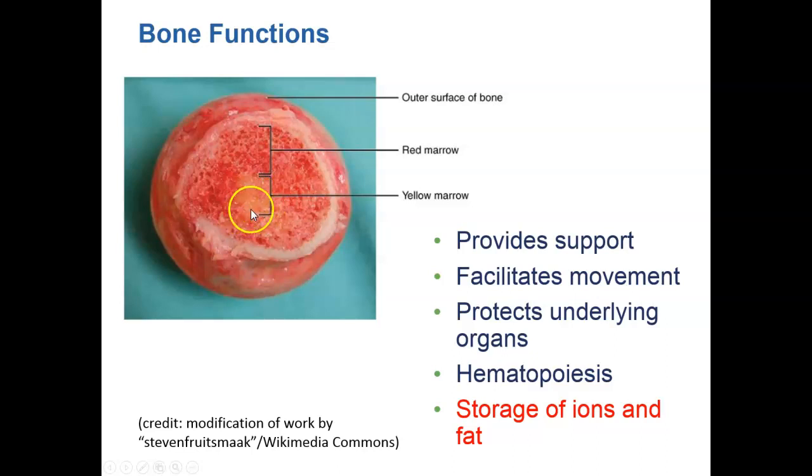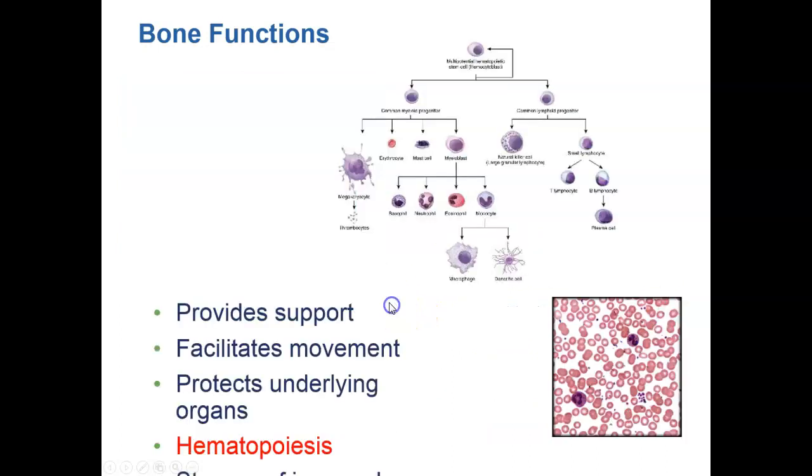So right here, yellow bone marrow is where we store fats. And fat is mainly adipose connective tissue, so it's like energy storage. In infants and young children, we do not have this yellow bone marrow. We only have red bone marrow. And it's the site of hematopoiesis. Hematopoiesis is blood cell formation.